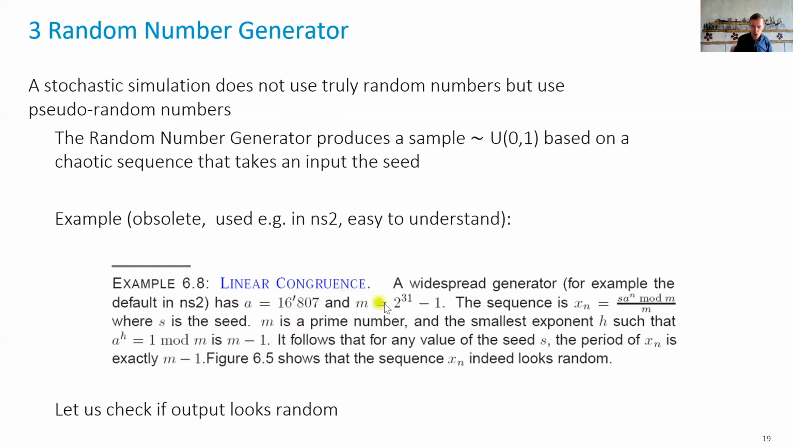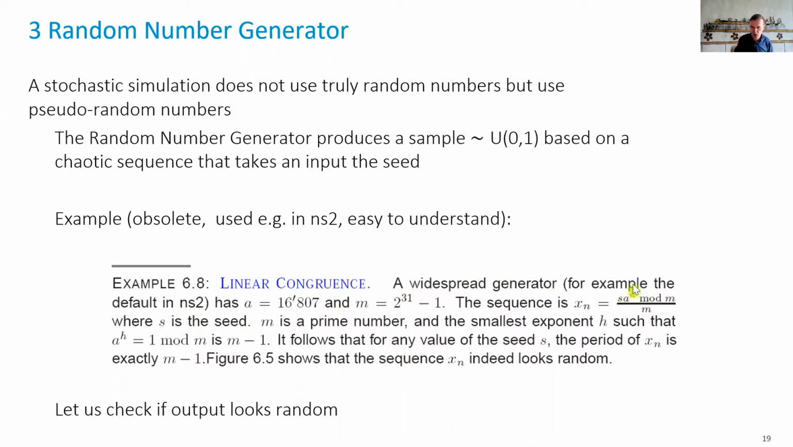For example, one that was used in the previous version of the network simulator, the current version is NS3, the previous version was NS2, and it used exactly this one. So the sequence is given by this formula. You compute S, which is a fixed number, the seed, times a to the power n modulo m, and that gives you a number between 0 and m minus 1, and you divide by m. Right? So that was not particularly smart, but that was what was used here.